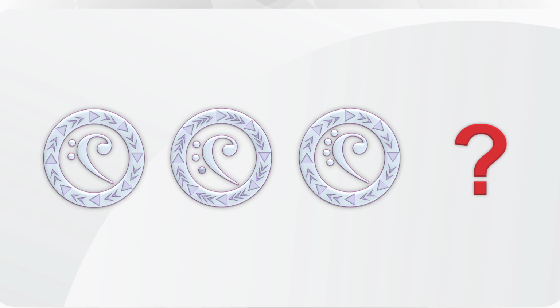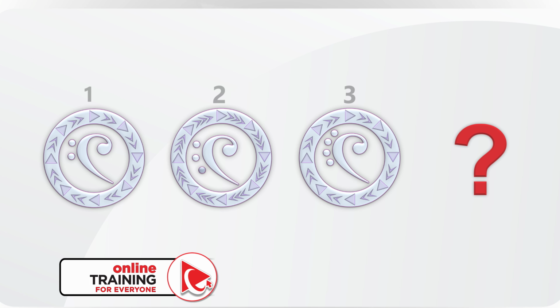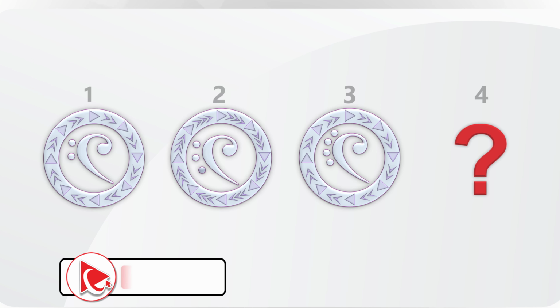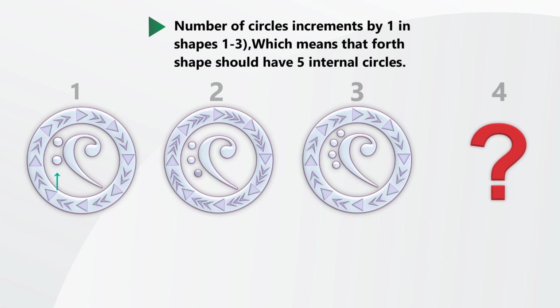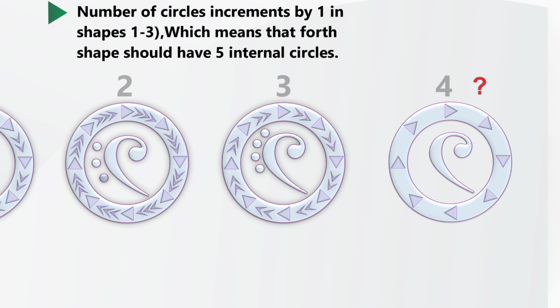Let's name our items in the original pattern as item 1, item 2, item 3, and then the missing item we will name item 4. This will help us to define the pattern. Number of circles increments by 1 in items 1 through 3. For example, item 1 has 2 circles, item 2 has 3 circles, and then item 3 has 4 circles, which means that item 4 should have 5 circles.